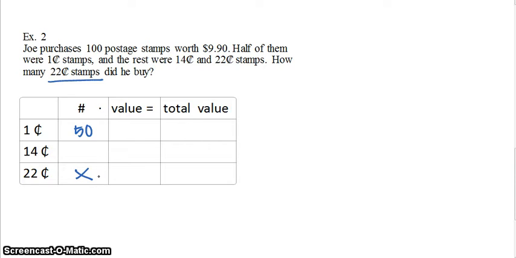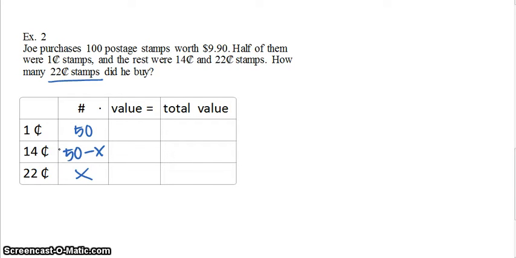So we now know that if we already bought 50, these two have to add up to 50. Okay? So I'm going to take 50 and subtract X from that, and that will give me however many 14-cent stamps. Again, that makes sense, because if I said I bought 10 22-cent stamps, 50 minus 10 is 40, so that means we would have 40 as this value right here. Now, if you still get confused on that, make sure you ask for help.